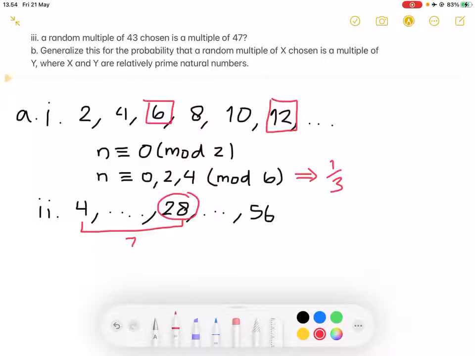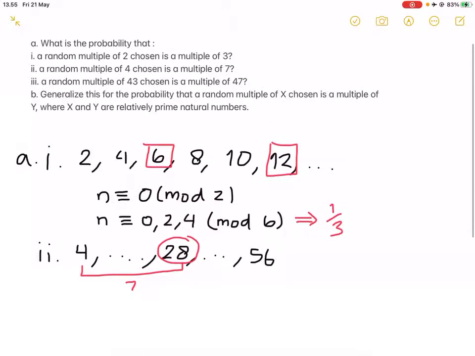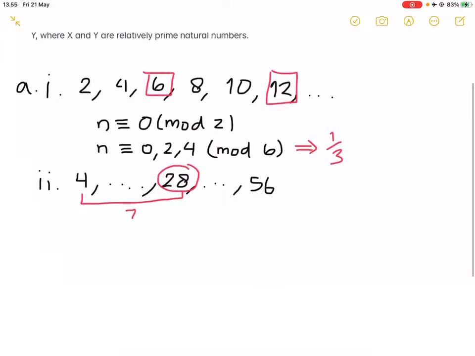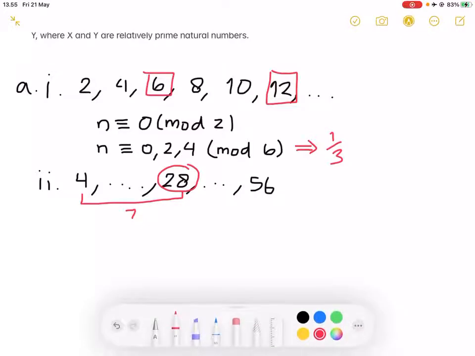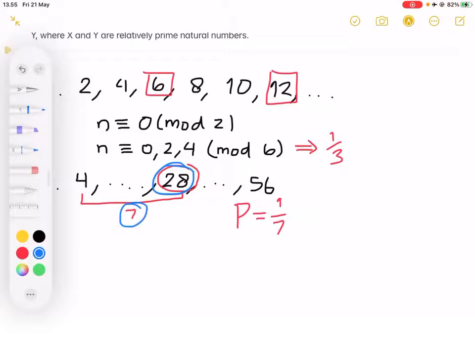And another thing we can infer from this is that the multiples of 7 in the multiples of 4 occur once every 7 times. So it is repeating in a pattern, I would say. You can actually prove this by using the modulo technique from part 1. So hence our probability for this question will be 1 over 7, since it occurs once every 7 times.